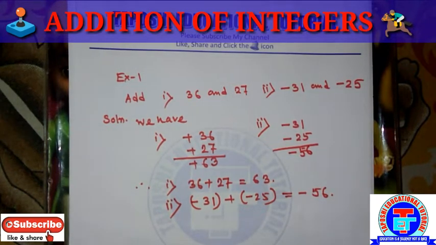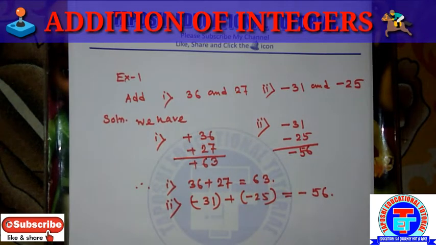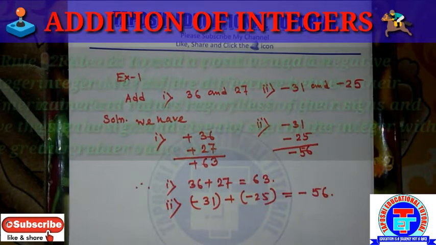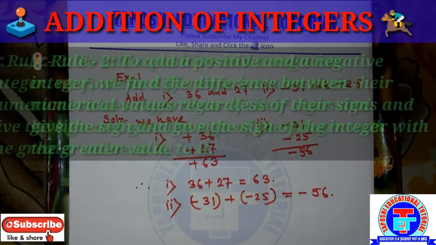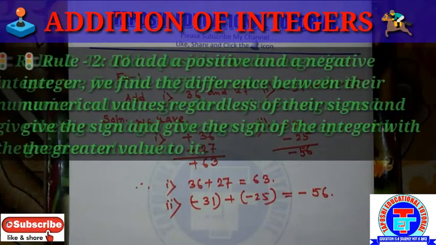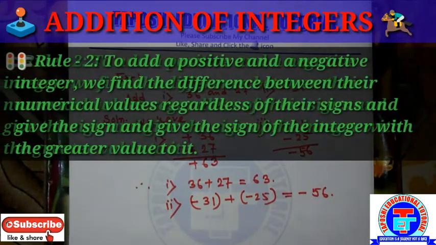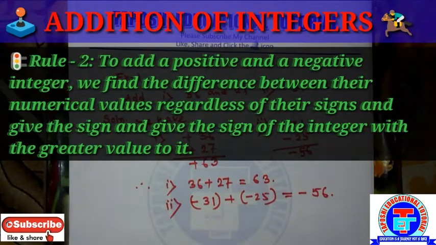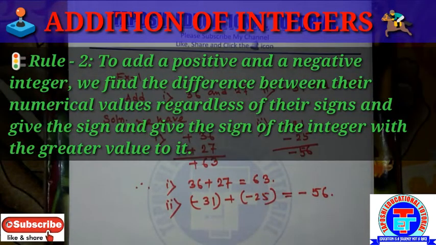Now another rule, rule number 2: to add a positive and a negative integer, we find the difference between their numerical values regardless of their signs and give the sign of the integer with the greater value to it. In order to add two integers of unlike sign, we see which is more and by how much. Right. So here we understand by the given example.